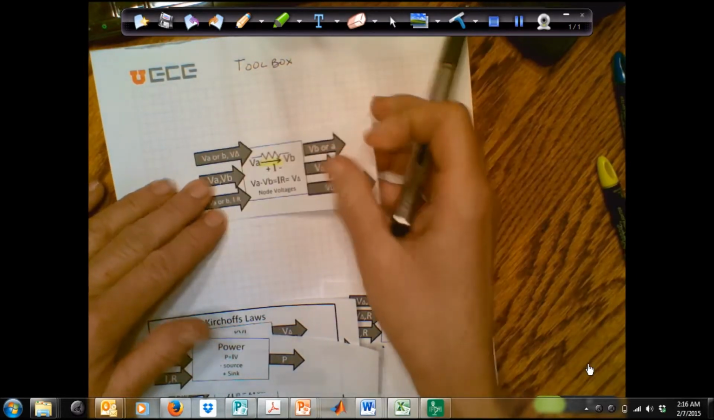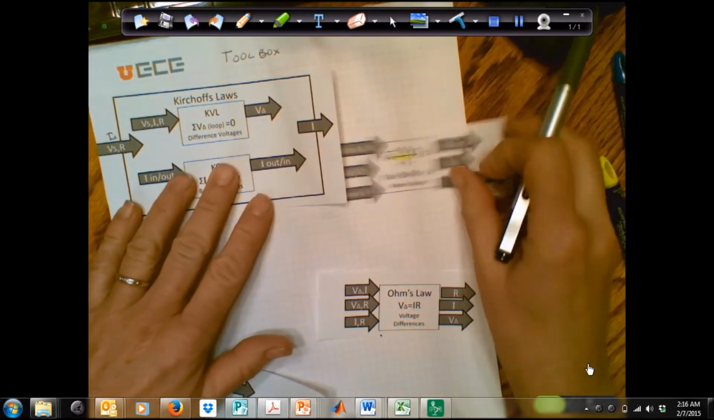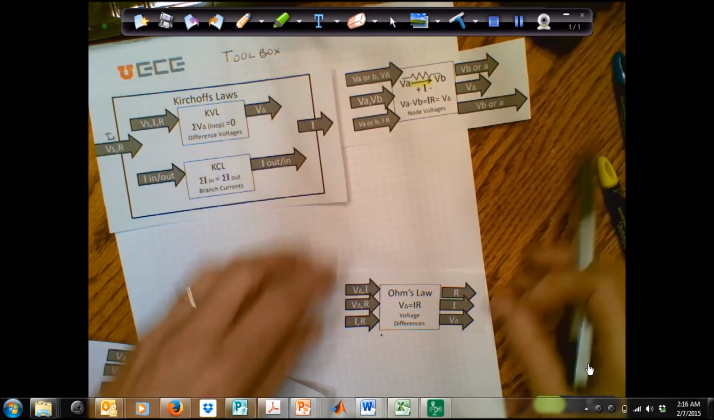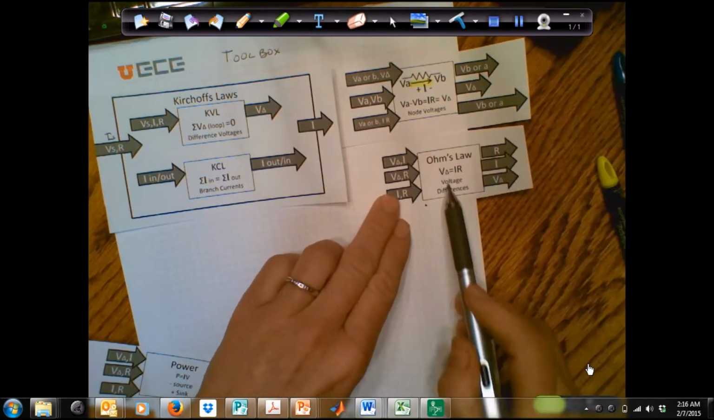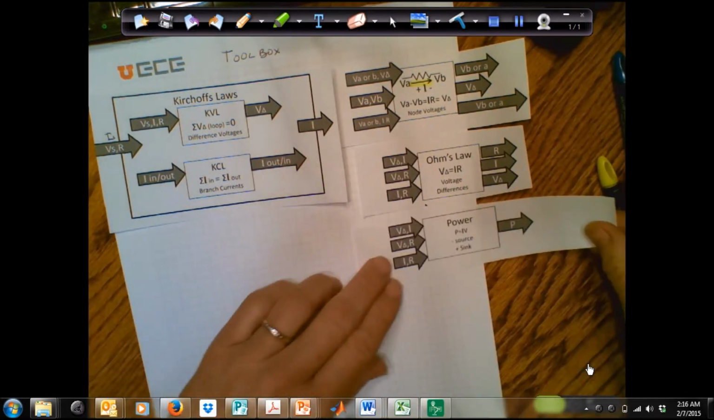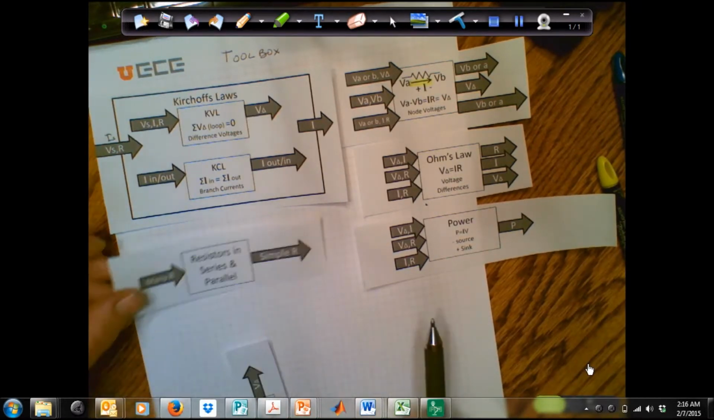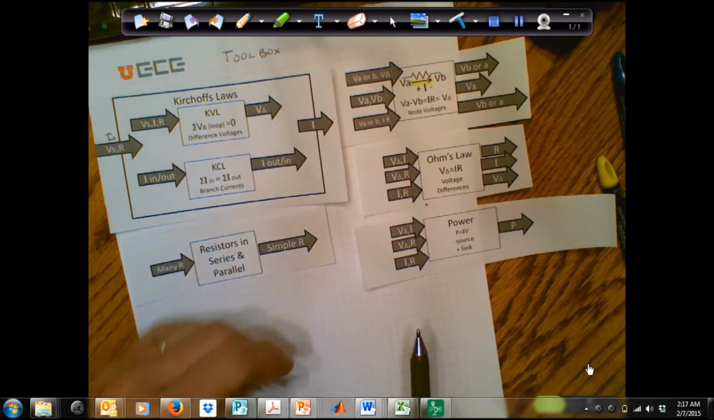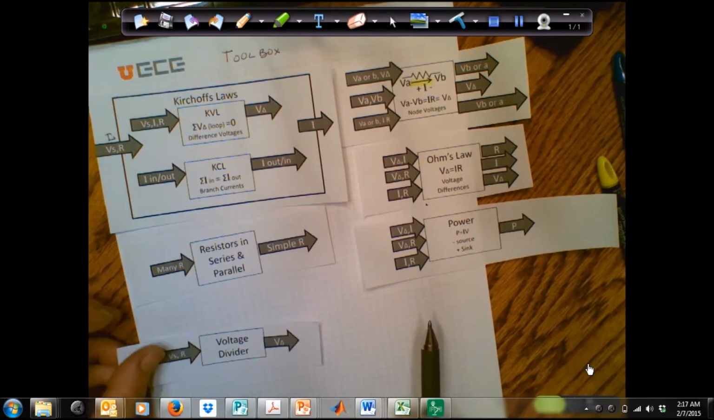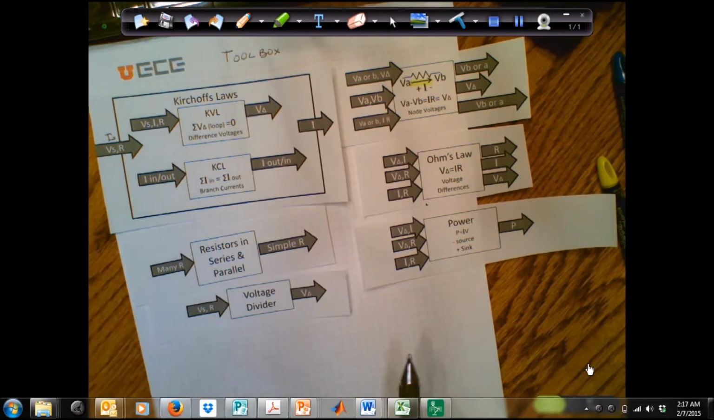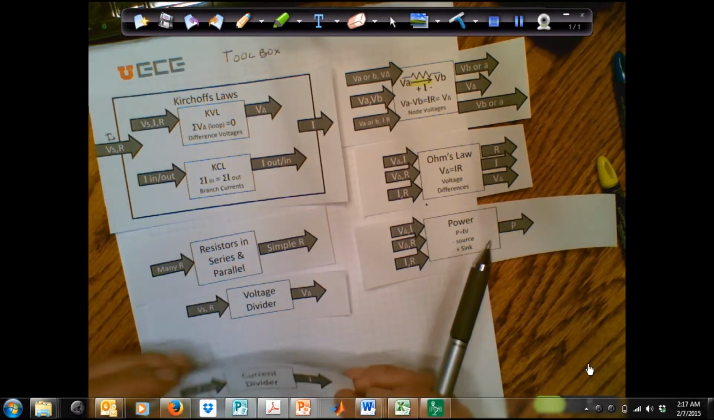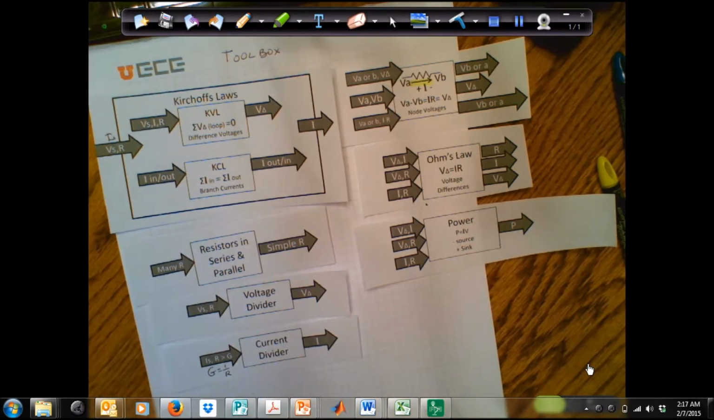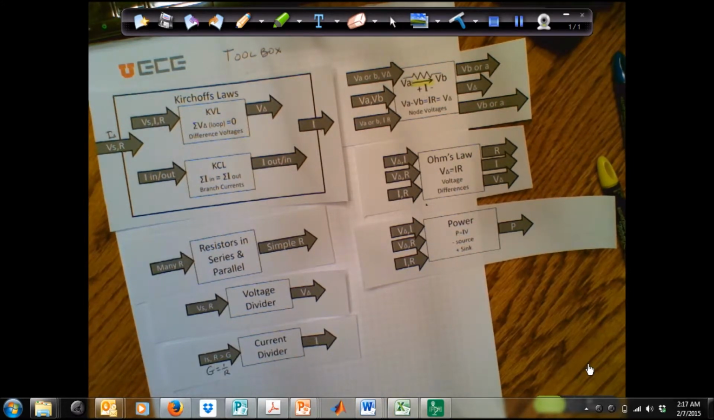So this is our electrical engineering toolbox. We have Kirchhoff's laws, we have node voltage equations, we have Ohm's law, which tells us about difference voltages, the power, which uses voltage and current to get power, this method of combining resistors in series and parallel to simplify them, voltage dividers that use the source voltage and resistance to get voltage difference, current divider that uses the source difference and conductance in order to get current through each branch.